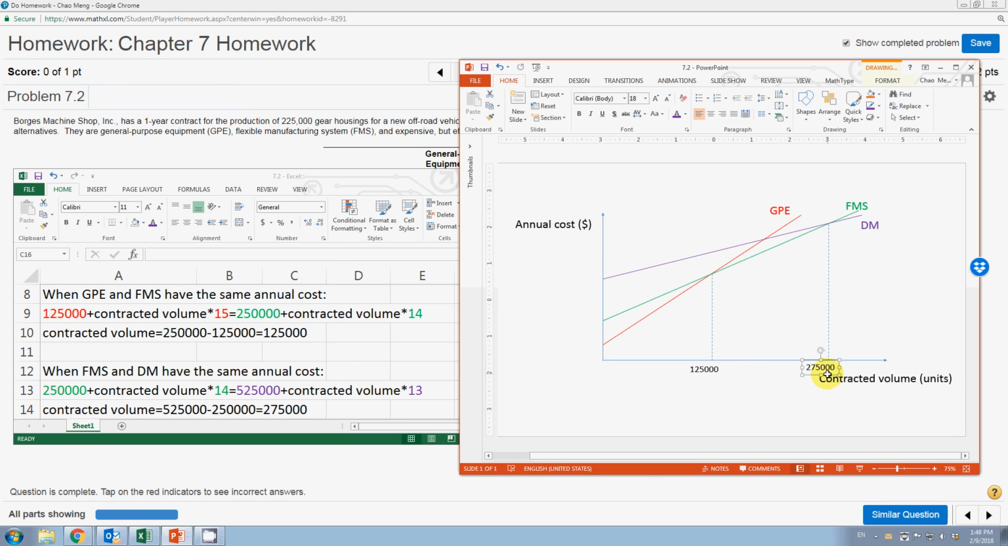But if we continue to increase the contracted volume, it's going to be better to use the third option, the dedicated machine, because if the volume is above this point, the DM, the third option, has the lowest cost. So that's how we find the break-even points.